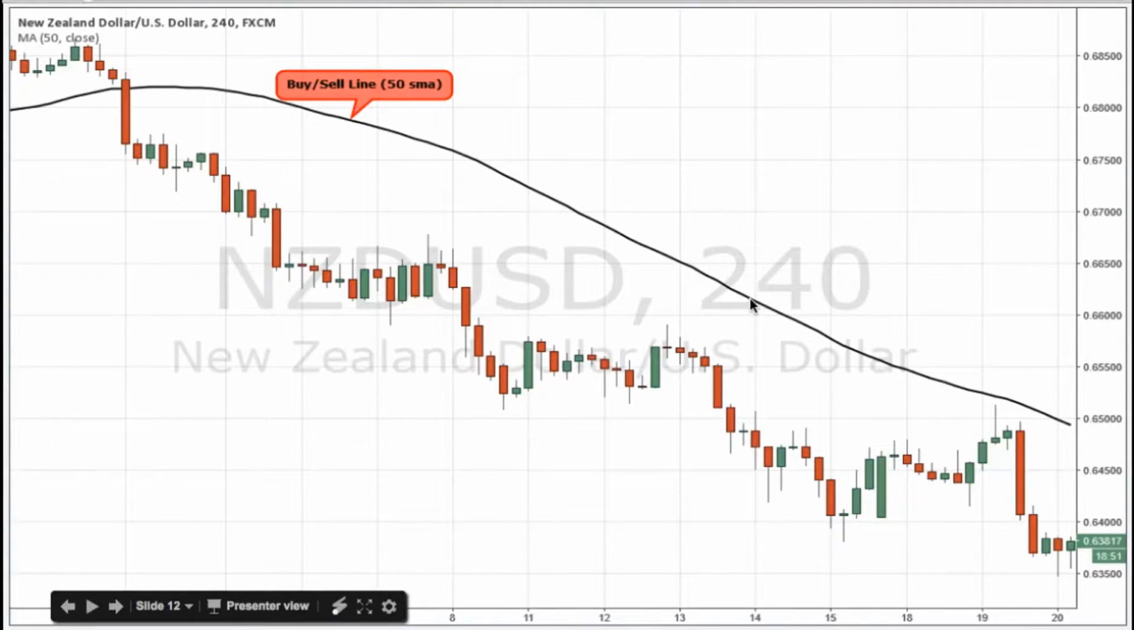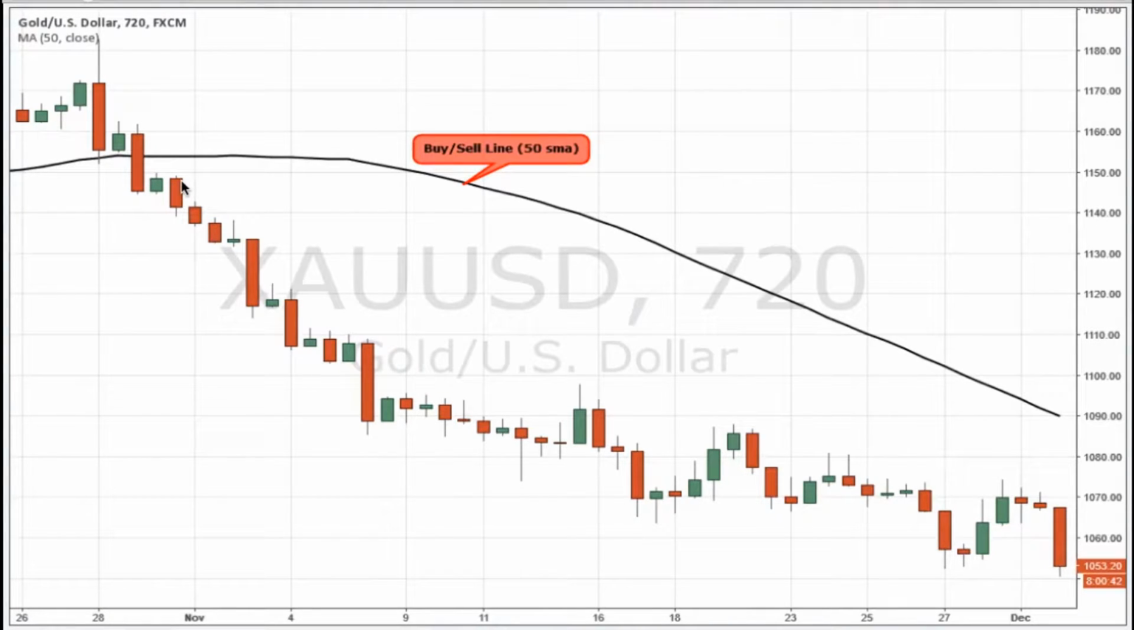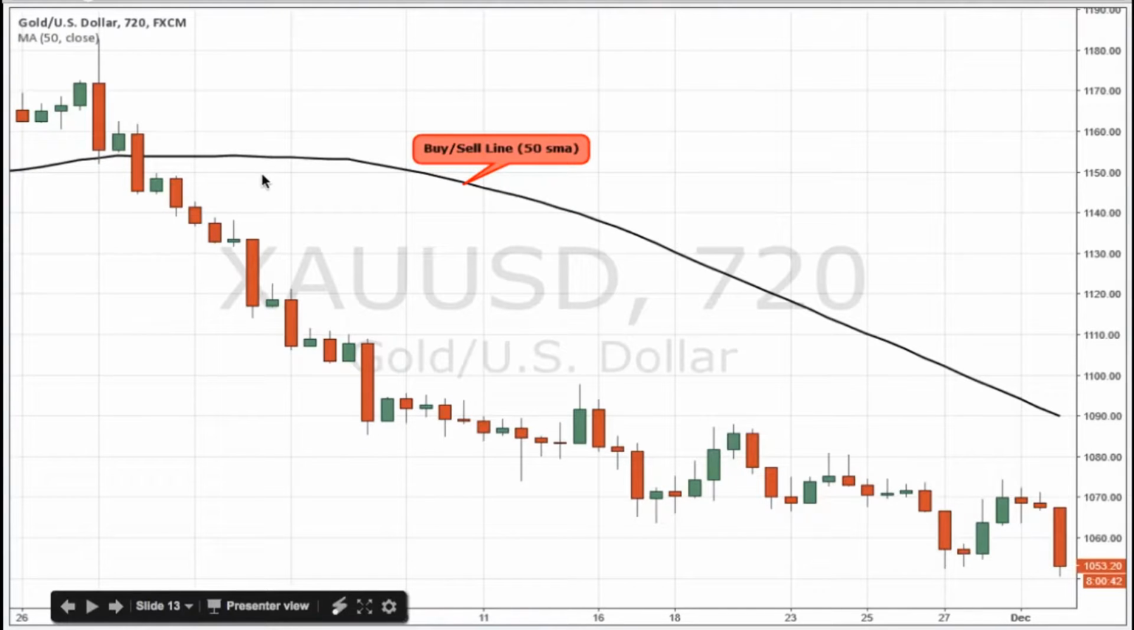And this is a 4-hour chart of the New Zealand dollar versus the US dollar. This is a 12-hour chart of gold, and here's the buy sell line. Price is below the buy sell line starting from this candlestick, so we'll be looking for only sell opportunities. This buy sell line helps you to be on the right side of the trade, and it helps you to increase your probability for success.